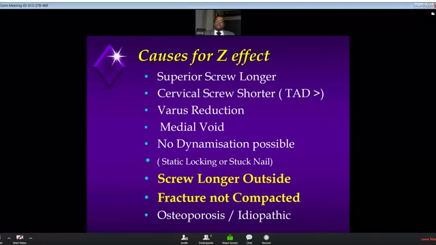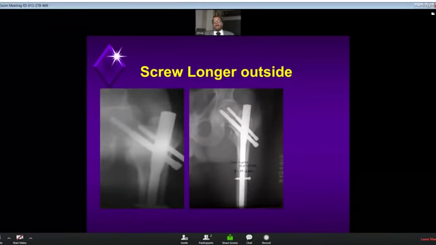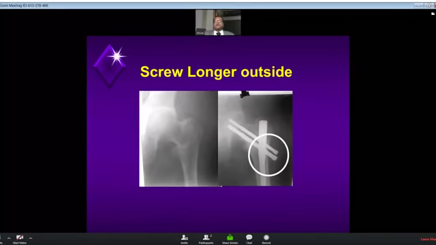The next cause is screw longer outside or fracture not compacted. That will in turn lead to screw longer outside. So I am taking both of them together. Here you can see the screw is longer outside. Another case, both the screws are longer outside. Another immediate post-op X-ray, the screws are longer outside.